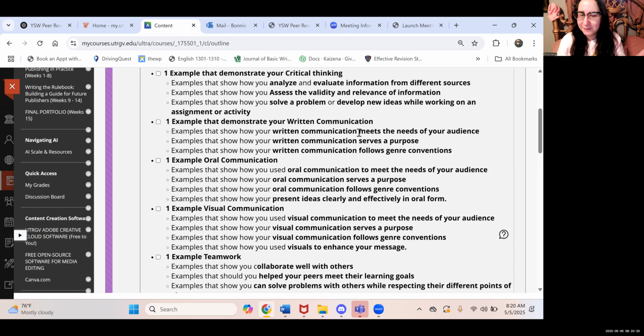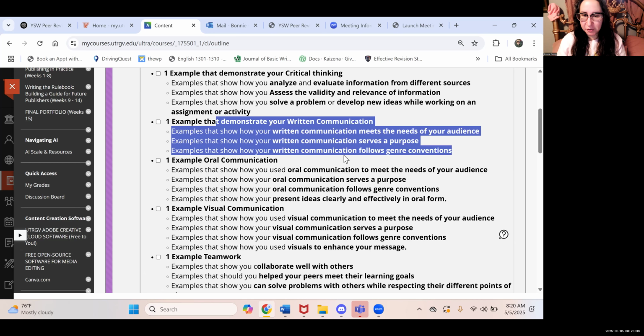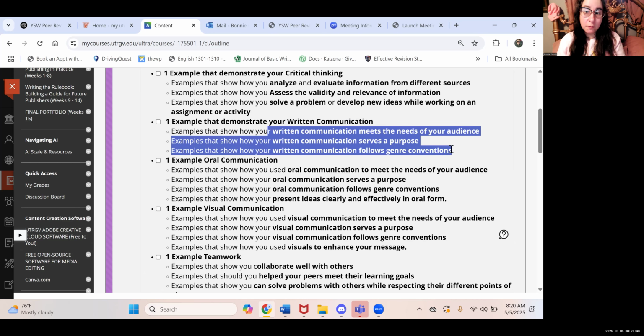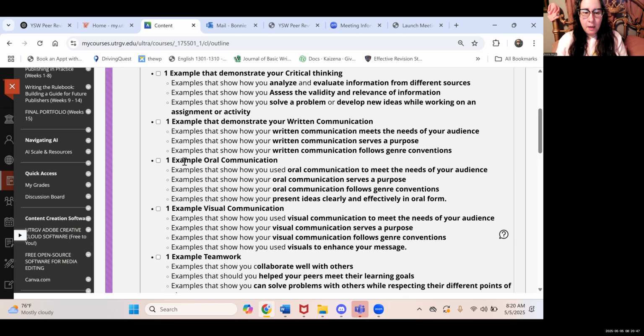Stereotypical, but unspoken rules. So, what kind of rules did you follow when you were creating something written for class? If you have an example that shows at least one of these 3, you can use it. Make sure it's your best work, not just any, but your best work. One example of oral communication you did for class.